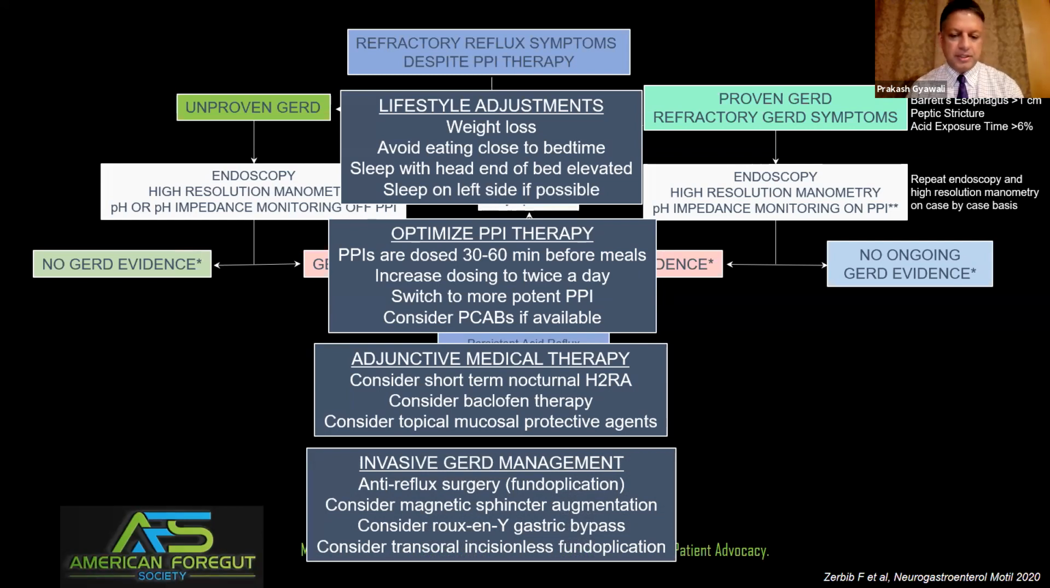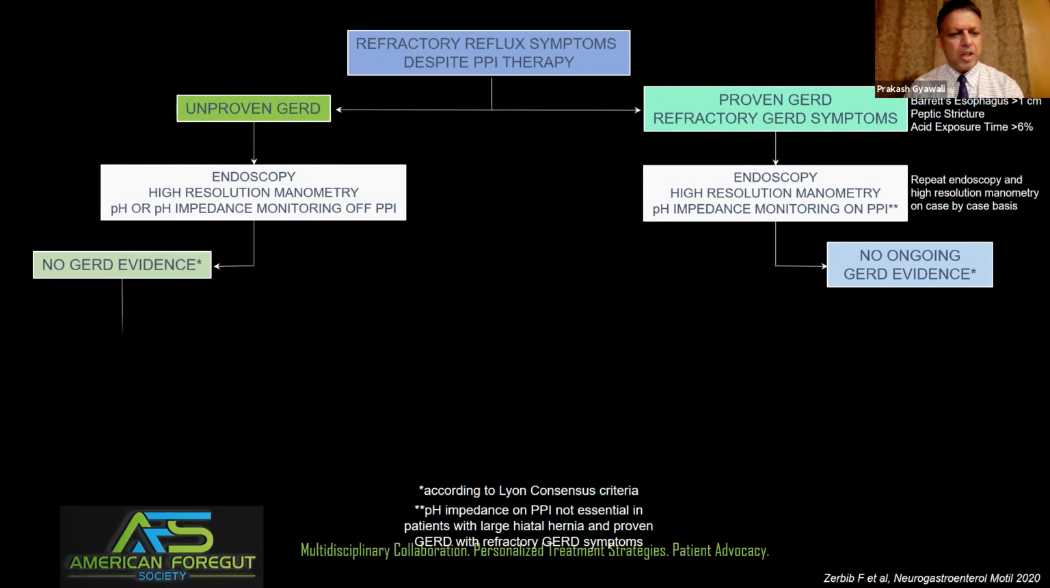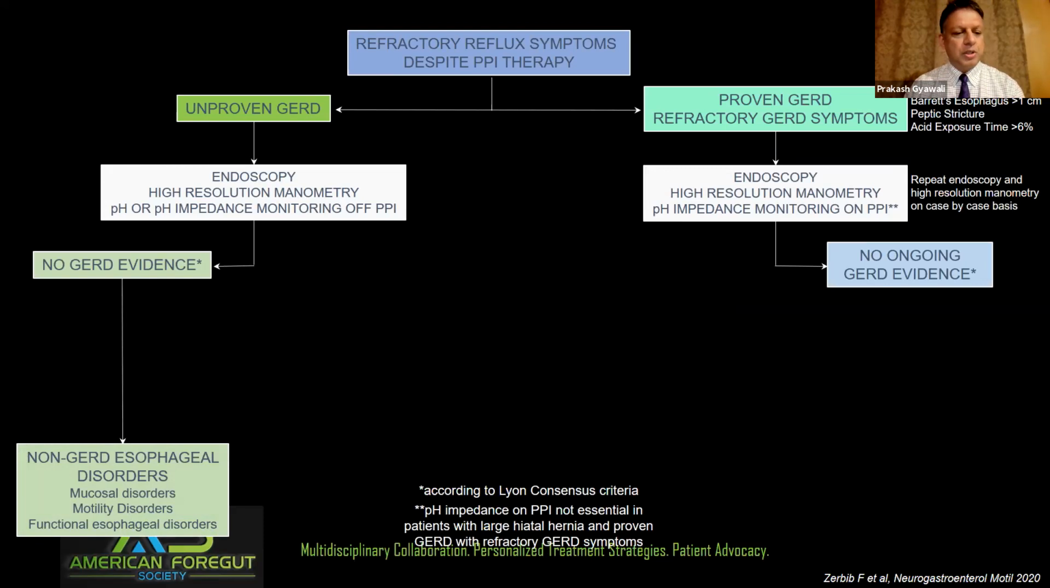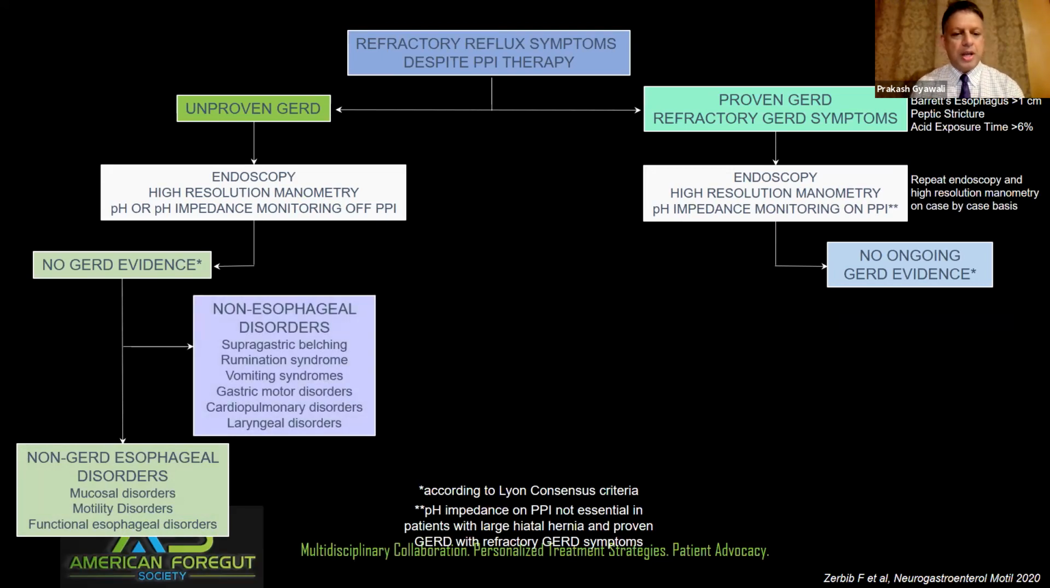So several options available here. If the patient's obese, you can consider a gastric bypass, which is a very effective way of treating reflux disease. You can see the other options listed here. What about the other side? No GERD evidence. In a patient with unproven GERD, these patients may have non-GERD esophageal disorders or non-esophageal disorders that may need to be addressed.